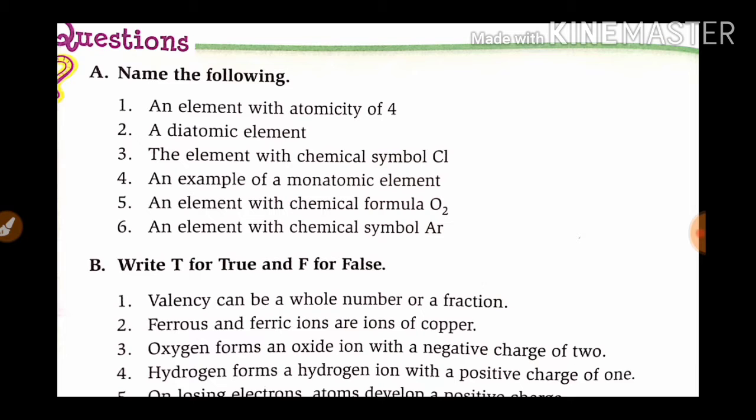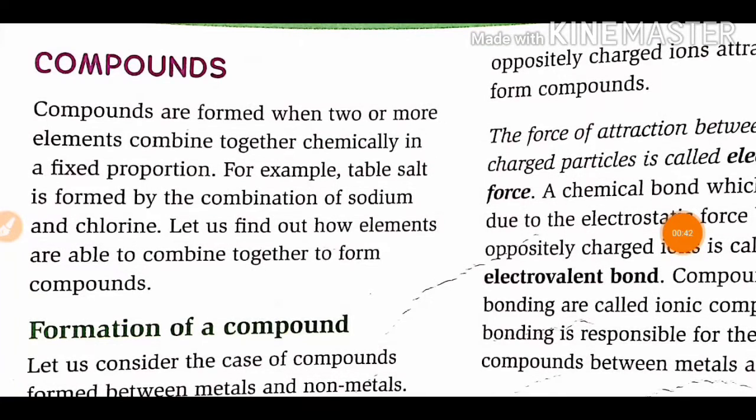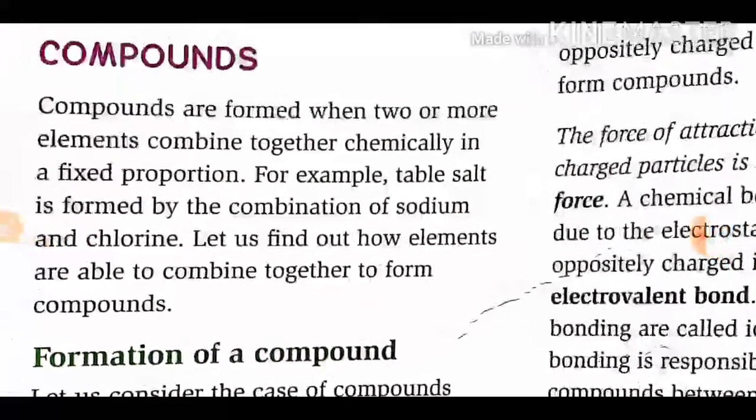Today, we will discuss compounds. Compounds are formed when two or more elements combine together chemically in a fixed proportion. For example, table salt is formed by the combination of sodium and chlorine. Let us find out how elements are able to combine together to form compounds.